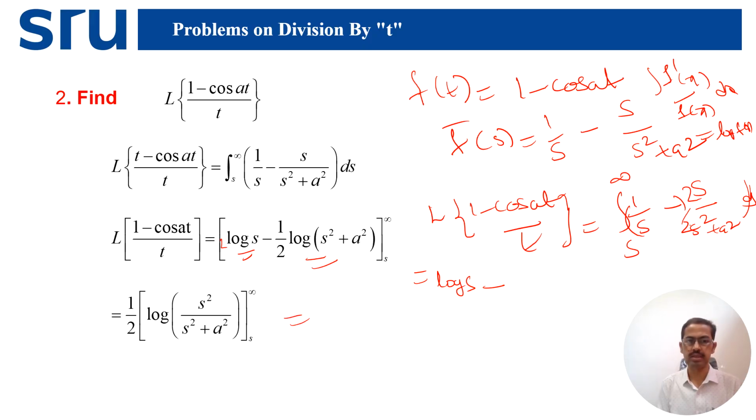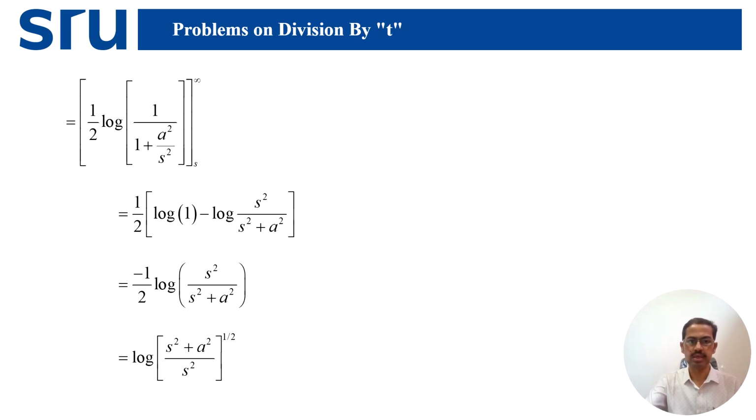Now substitute limits. How do you substitute limits? Same, take out s from the numerator and denominator, and s gets cancelled. S square take out. Right? Now substitute limits. So s is equal to infinite, something by infinity is 0. So 1 by 1 plus 0. So that is log 1 minus, let's take LCM, s square plus a square.